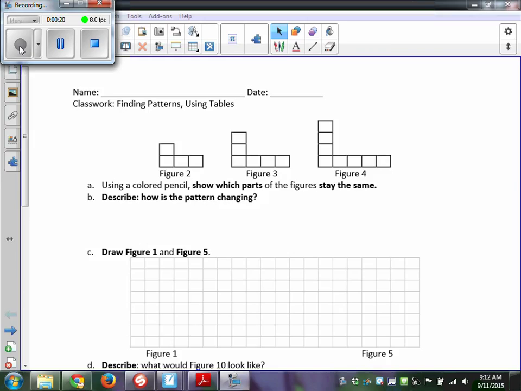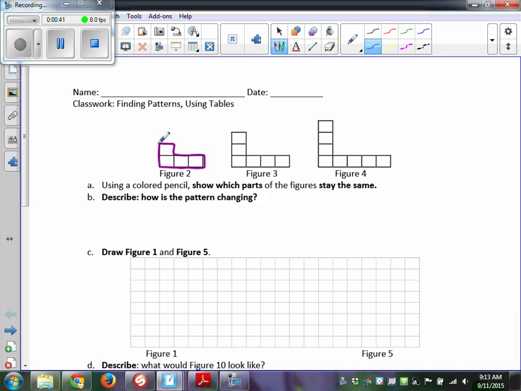So what I would love for you guys to do is to get out your colored pencil, and I want you to trace the part that stays the same. So if you want a little bit of help with that, on figure 2, I'm just going to trace this right here. Including figure 1? We're going to start with figure 2 here. We're going to get to that in just a minute.